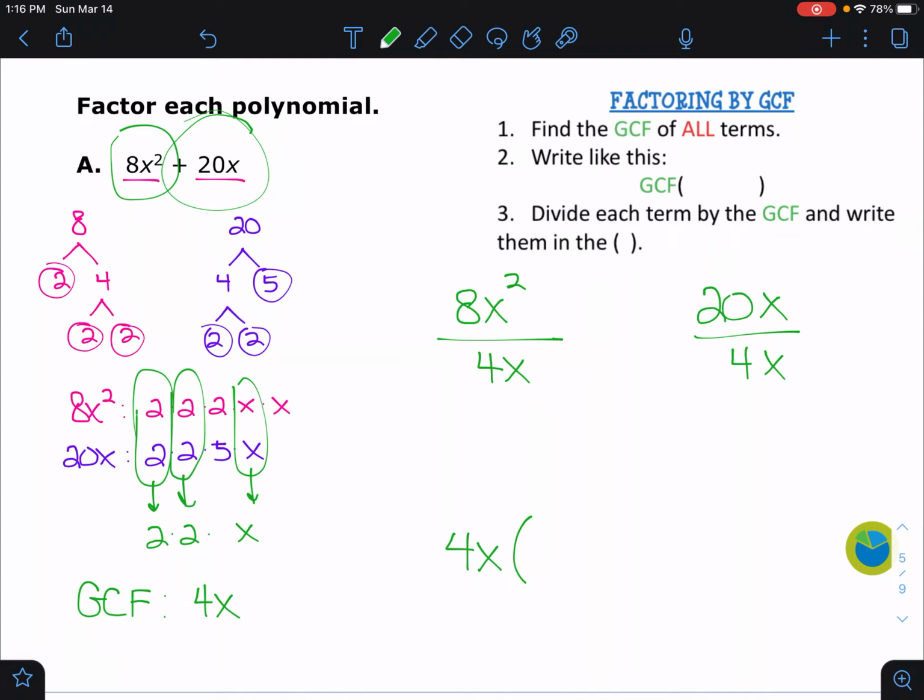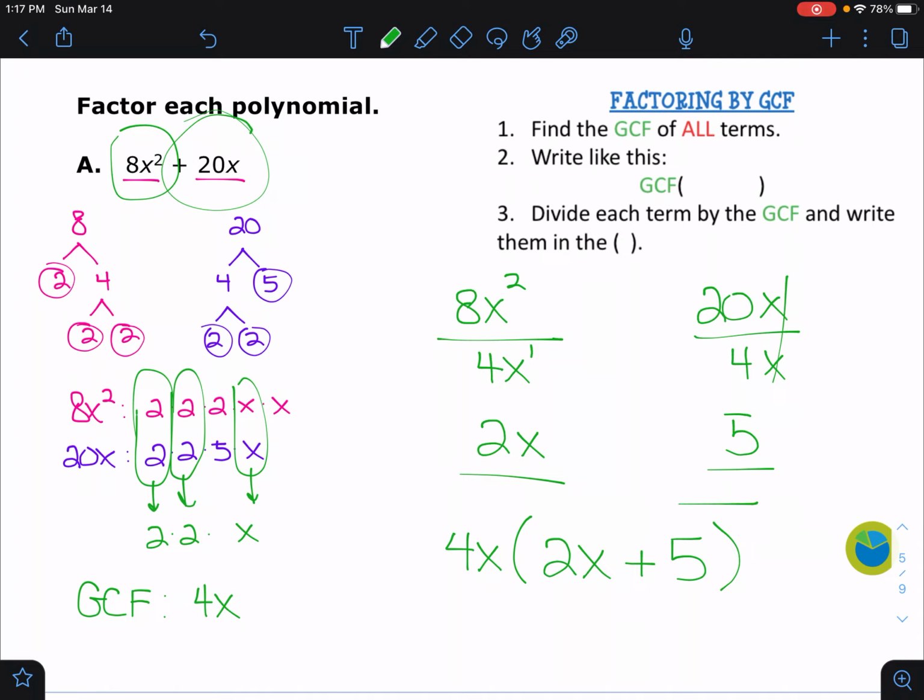Okay, so let's go through. What is 8x squared divided by 4x? Well, this would be 2, and then I'm going to subtract my exponent. So this is really a 1. So it'd be 2x to the first power, or 2x. Okay, this one here would be 5, and then x divided by x, those would cancel, so that'd be just 5. Now I'm going to put these two terms inside the parentheses, so I'm going to write 2x, and then they're going to each be separated by a plus or minus sign. Well, this is positive 5, so we're going to put plus 5. And then I'm going to close the parenthesis.